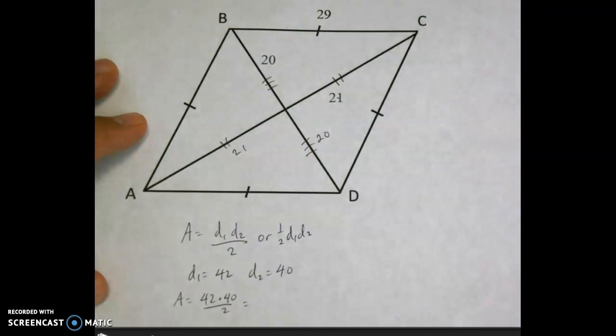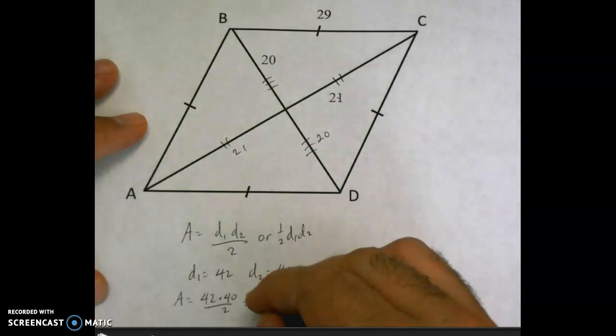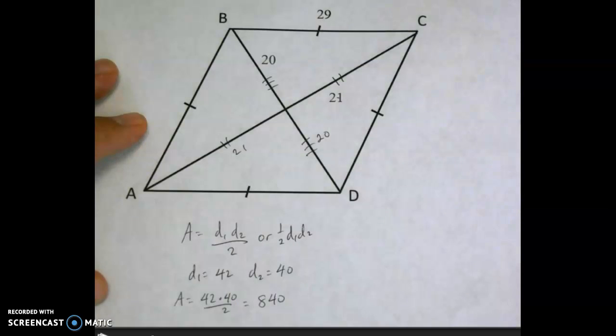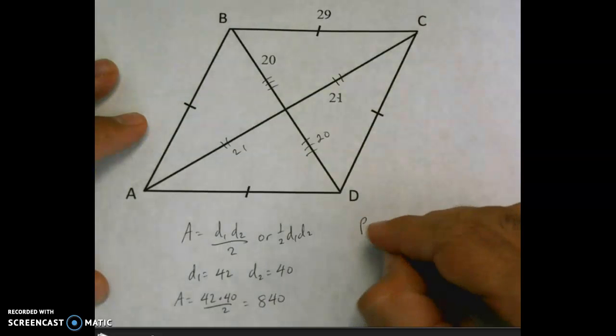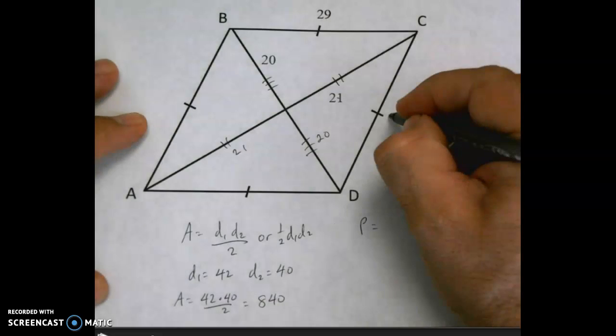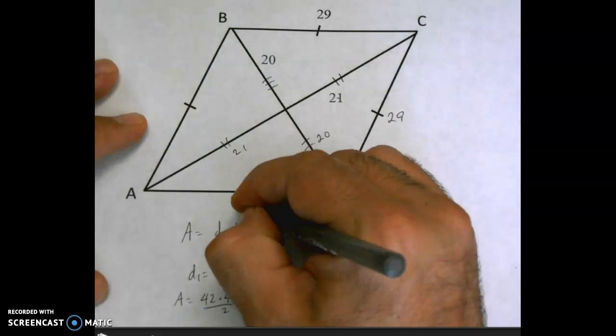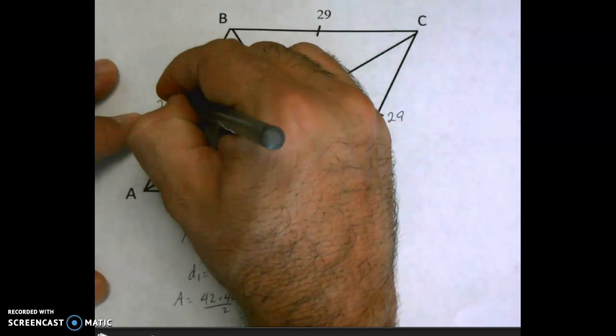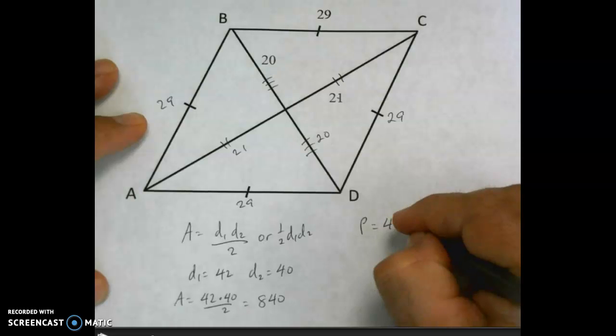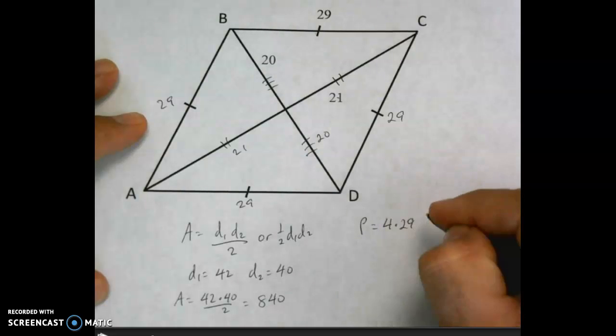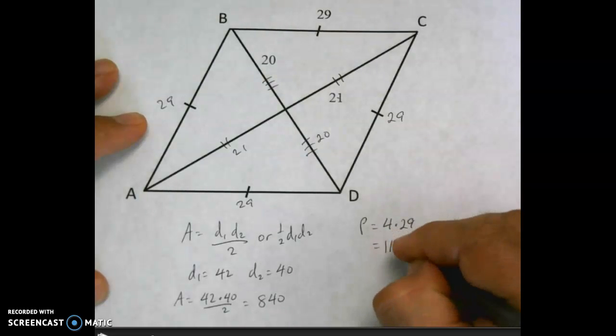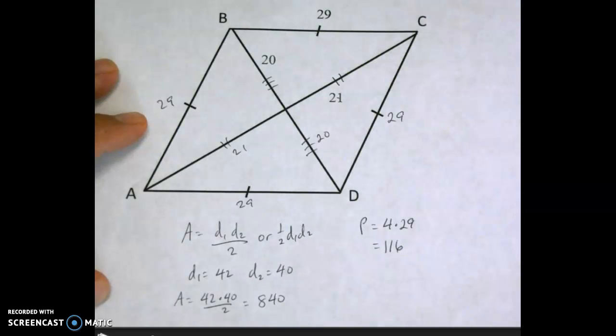42 times 40 divided by 2 is 840. That's my area. My perimeter is the sum of all four sides. Now, this is marked as 29, so that's 29. They're all 29. So I can add 29 4 times, or I can do what multiplication was designed to do, and say that 4 times 29 equals 116, area and perimeter of a rhombus.